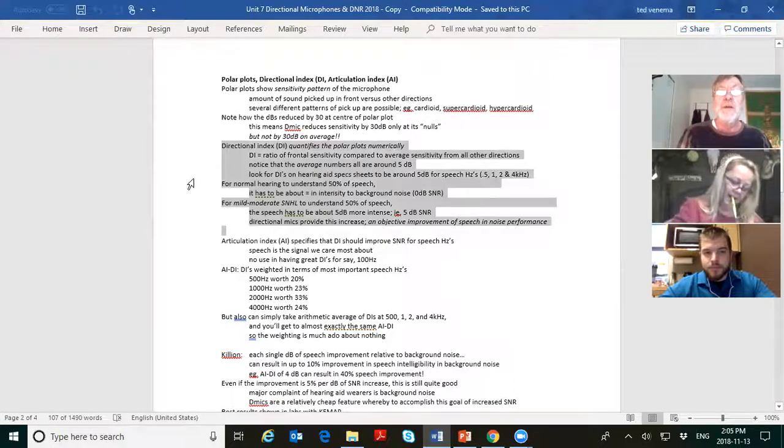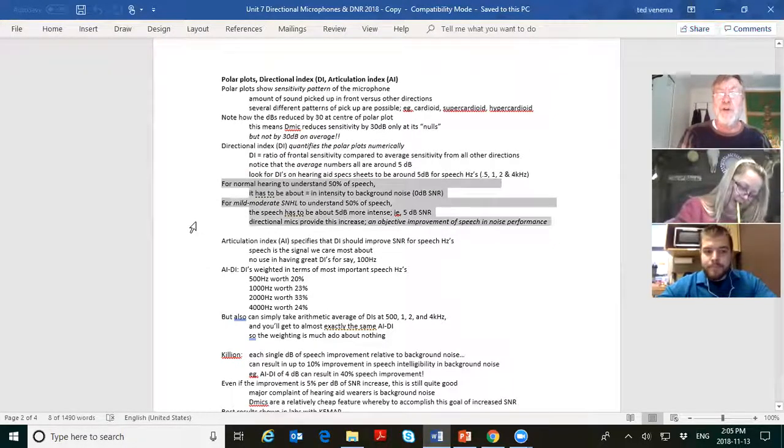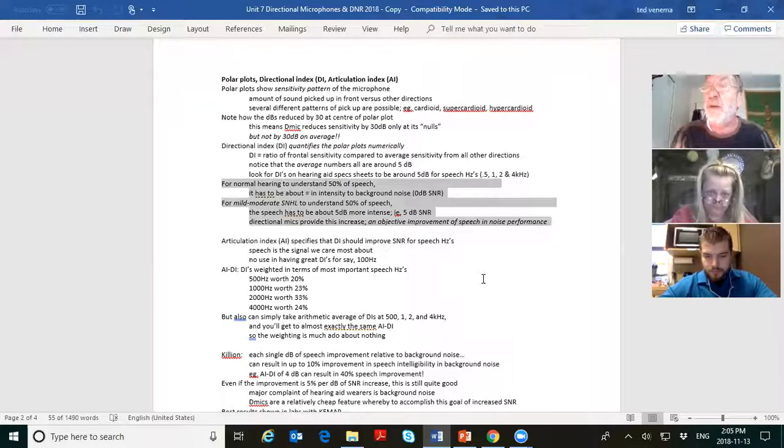Okay, this is the stuff we've talked about, even here before Sam Christensen joined us, but we were talking about this last week as well. For normal hearing to understand 50% of speech, the SNR needs to be about 0. For mild to moderate loss, however, you've got to bump things up by about 5 dB. And that's what directional mics were trying to hit, that target of increasing the SNR by about 5 dB, because most mild to moderate sensorineural loss, which is the most common hearing loss in the world, needs about a 5 dB signal to noise ratio improvement.